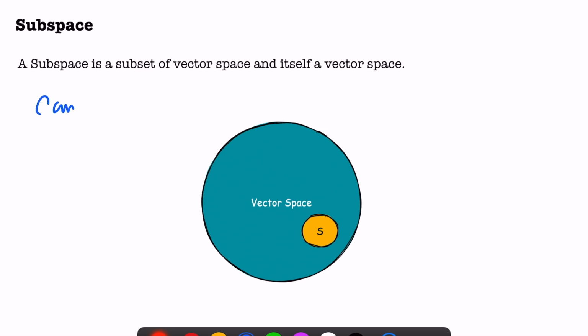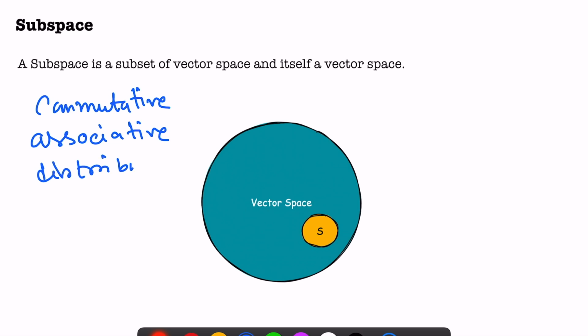like it will be commutative, associative, distributive, right? Now a few more things it has to satisfy so that it becomes a subspace.